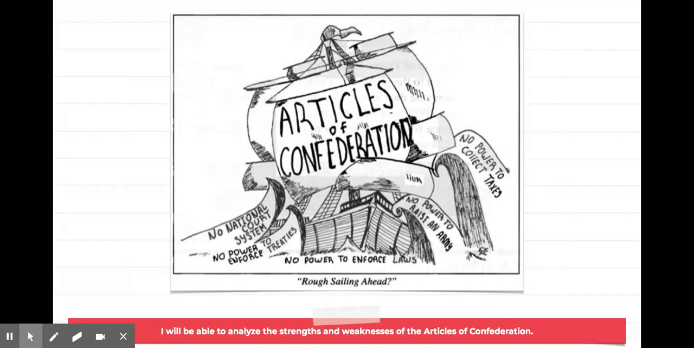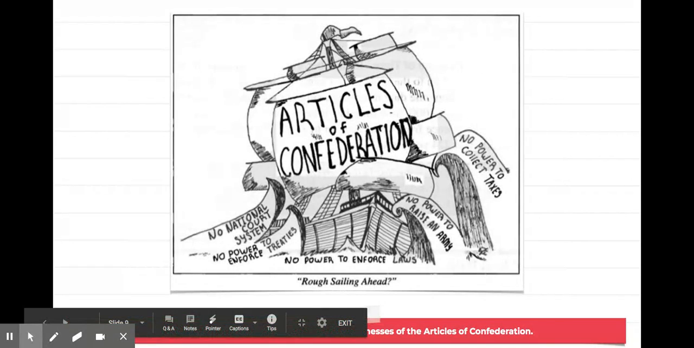This picture sort of symbolizes some of the power that they don't have, some of the weaknesses of it. One thing we didn't talk about: there's no national court system. There's no judicial branch or courts. There's no power to enforce treaties. There's no power to raise an army. We talked about that. There's no power to collect taxes. We talked about that. So no power to enforce laws.